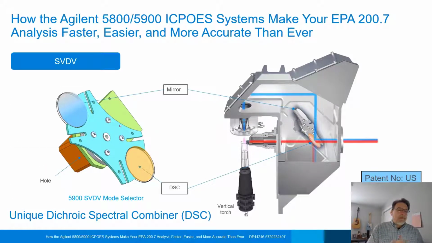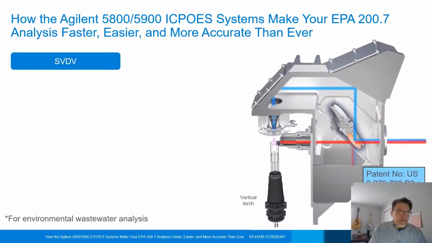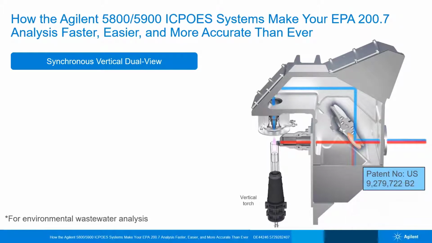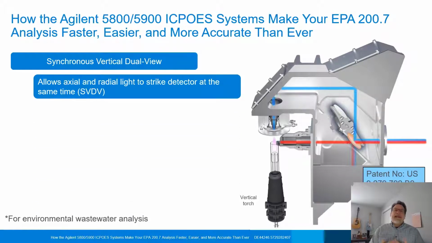So moving on to SVDV, which is synchronous vertical dual view. Synchronous vertical dual view is basically the ability to look at both radial and axial light at the same time from the same sample, without having to shift views, without having to change the optics somehow, without having to put a mirror into the light path, etc. This allows you to look axially and radially at the same time. And since simultaneous was sort of a compromised term, we decided to go with synchronous. So synchronous vertical dual view is what SVDV stands for.